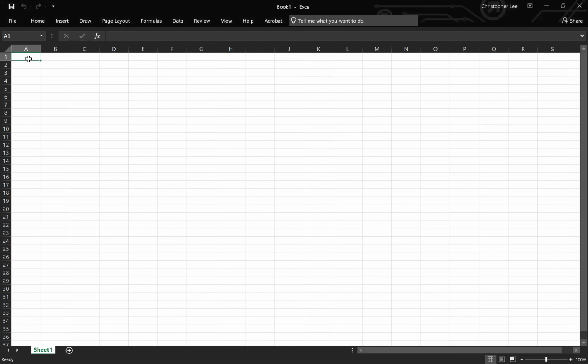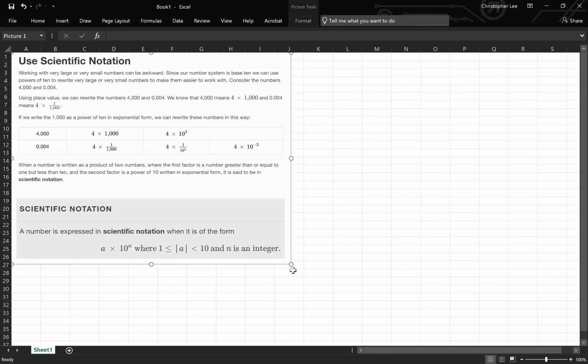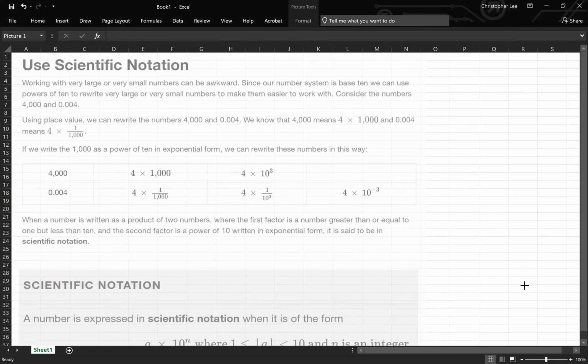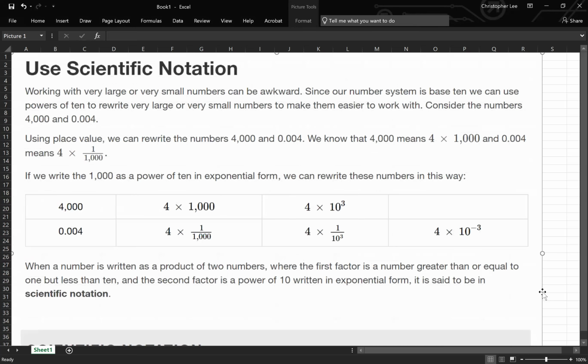All right, so that's what we're doing for today, right? We're going to use scientific notation. Working with very large or very small numbers can be awkward. Since our number system is base 10, we can use powers of 10 to rewrite very large or very small numbers to make them easier to work with.